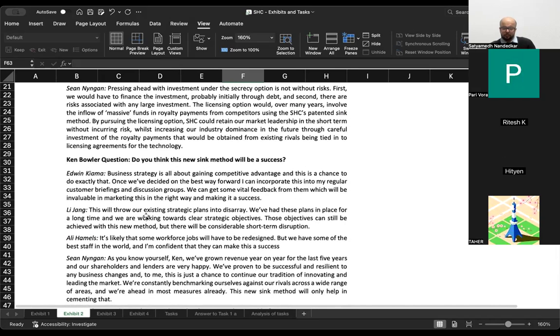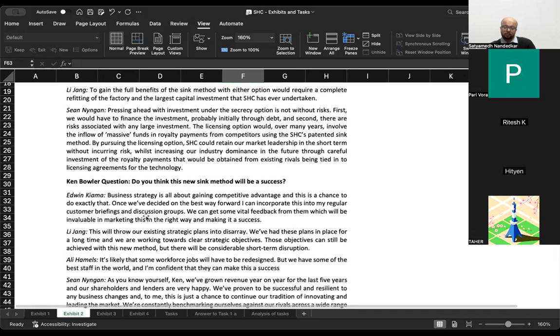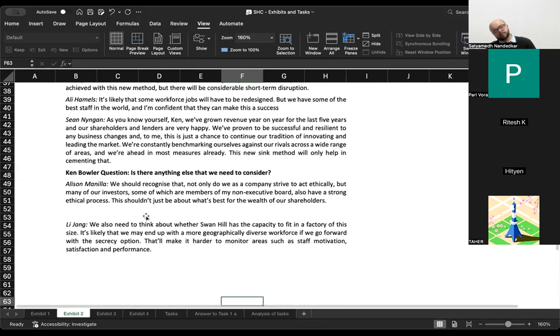Sir, I had a doubt at the end. They have mentioned that most of the investors, some of which are members of the non-executive board. Isn't that a conflicting statement? The NEDs are supposed to not have a share in the company, otherwise they might take some actions that are not in favor of ethics, maybe, if I'm getting that right.